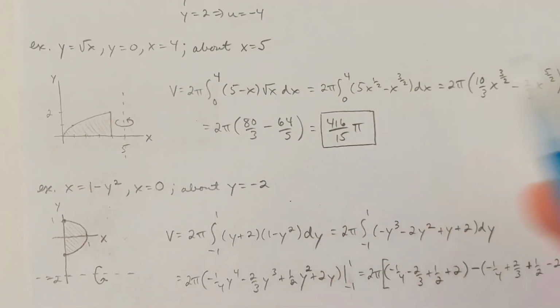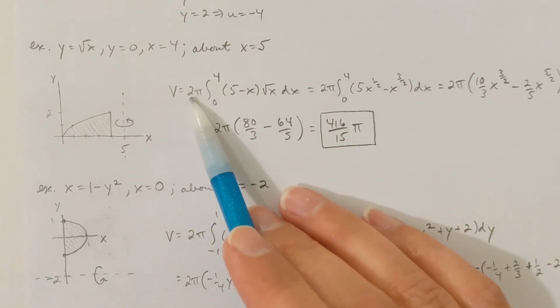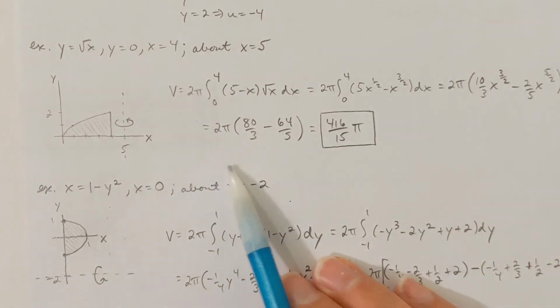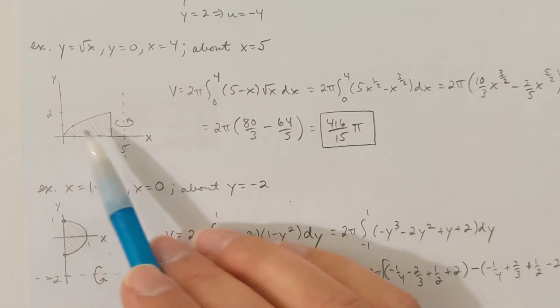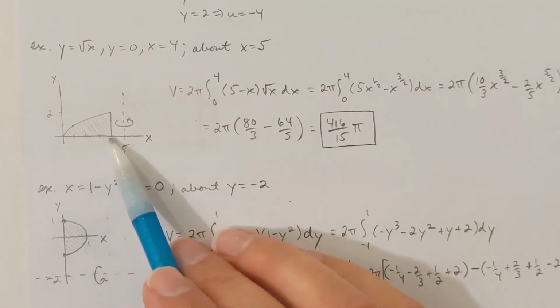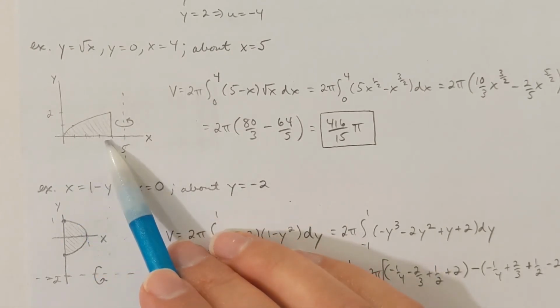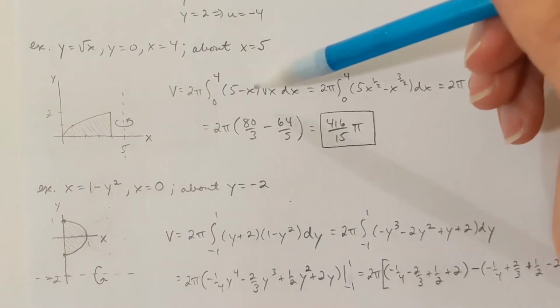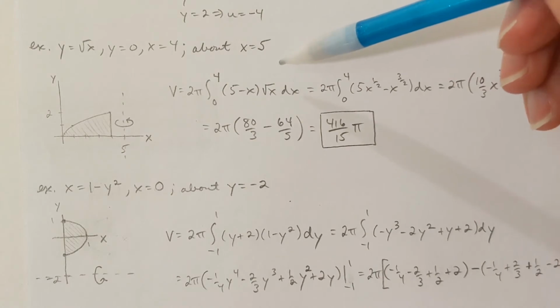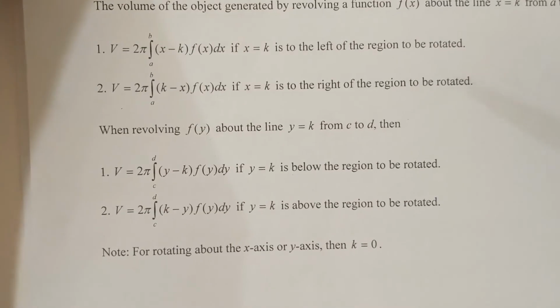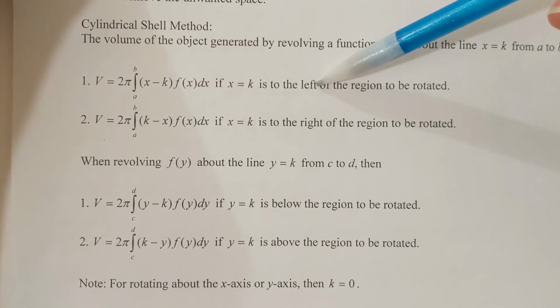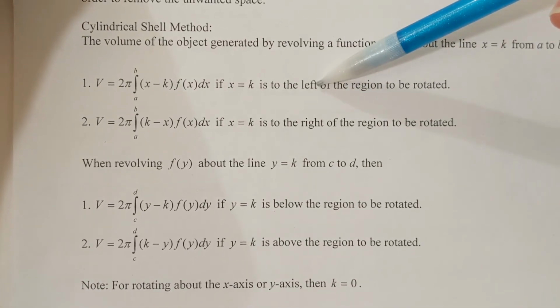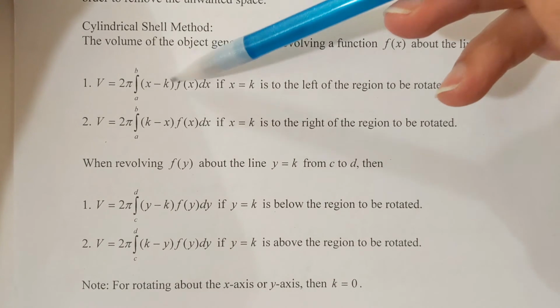All right, so with that said, I'm going to have V equal 2 pi times an integral. The conditions on x are such that x is going from 0 to 4 for this enclosed region. Now, the k value is 5 for this problem. The vertical line is to the left of the region that we're rotating, and so I want x minus k in front of the function.